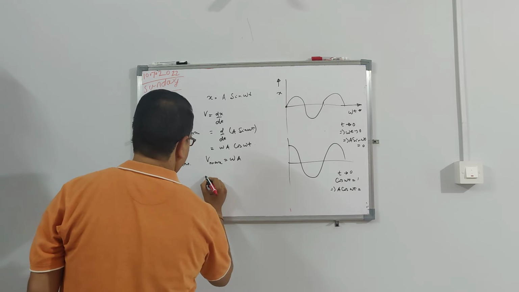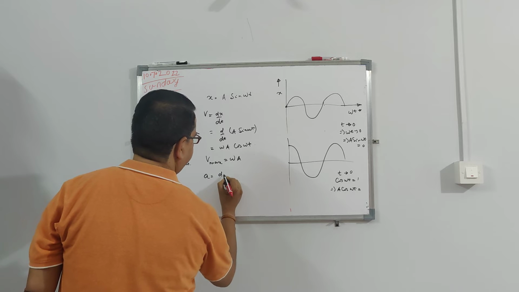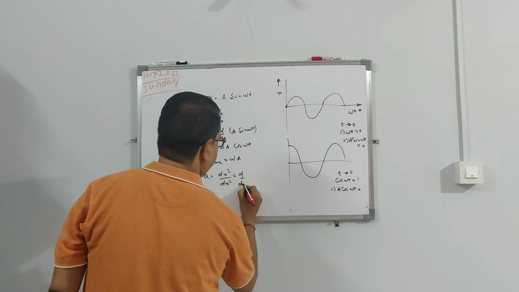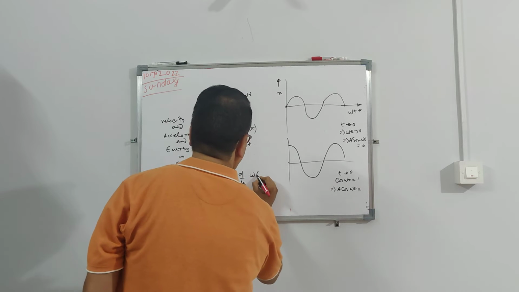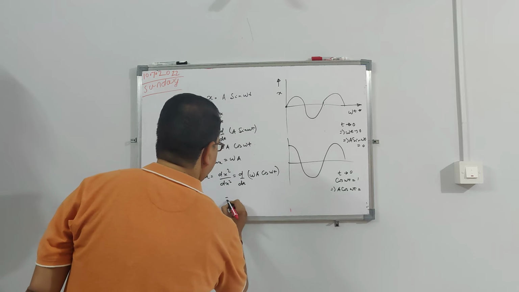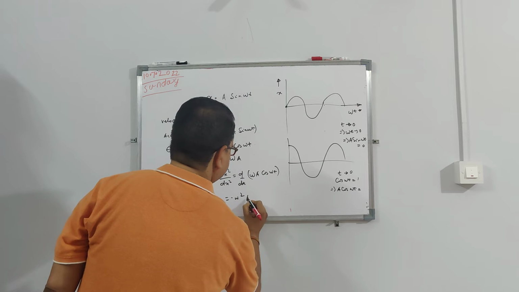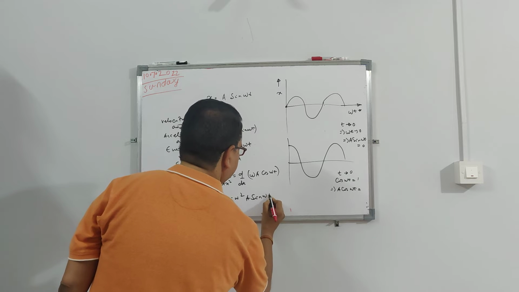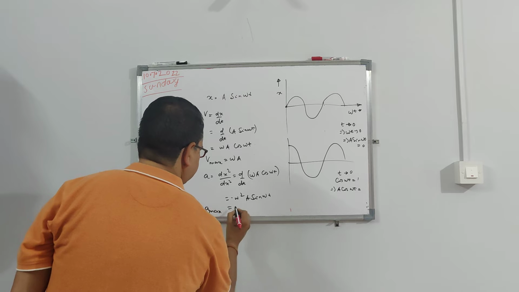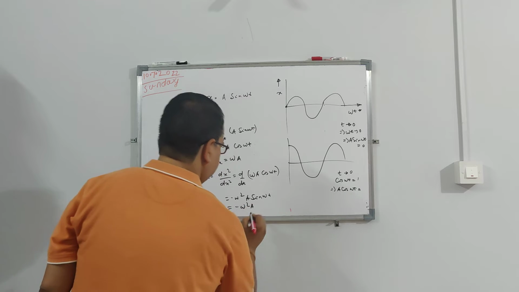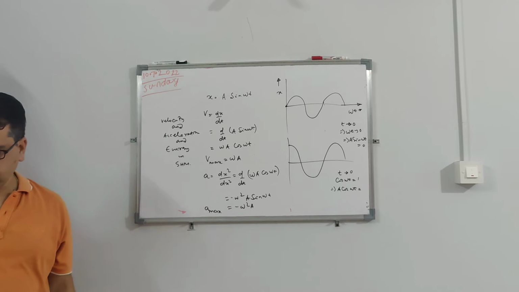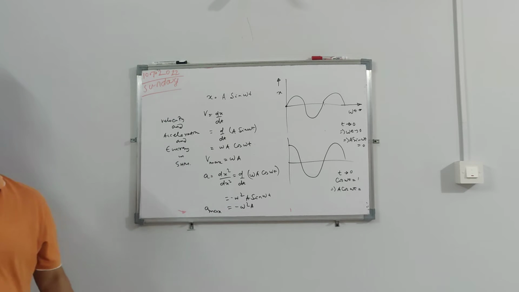Similarly, you have acceleration. Acceleration is equal to d square x by dt square. So this is nothing but d by dt of omega a cos omega t. So this will become minus omega square a sin omega t. So again, what is a max? A max is equal to minus omega square a. So that is the maximum acceleration in a simple harmonic motion. Okay, so you can take a picture of it.